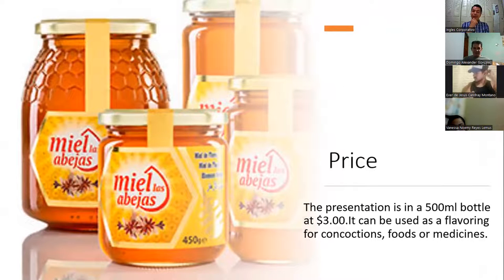The price. The presentation is a 500 millimeter bottle at $3 each bottle. Sorry, milligrams is the word. Milligrams. Okay. Sorry, millimeter is the measure. The use can be as flavoring. The honey is used in many ways: like a medicine, like a food, a dessert, etc.